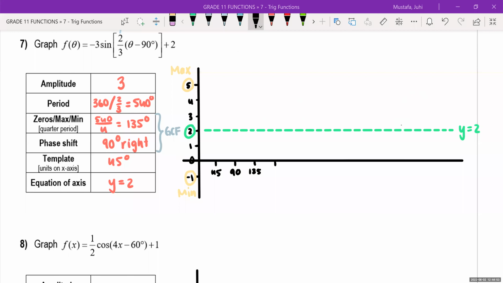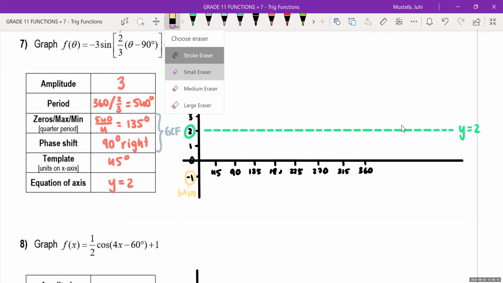All right, so where were we? This is going to be 180 and then 225. You're going to notice I'm going to keep going and I'll explain why. 270, 315, 360. The reason I'm going is because, first of all, I know my period is 540, so for sure I'm going to need quite a few numbers. And also there is a phase shift of 90 degrees to the right. Factoring all of that in, you want to go to 540 and then a little bit more as well.